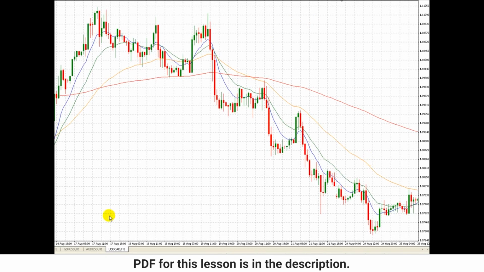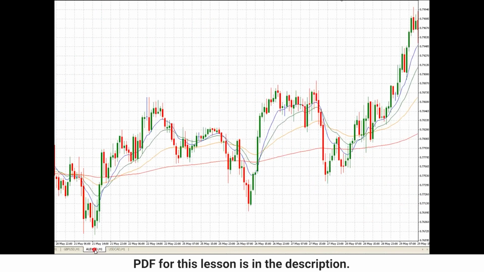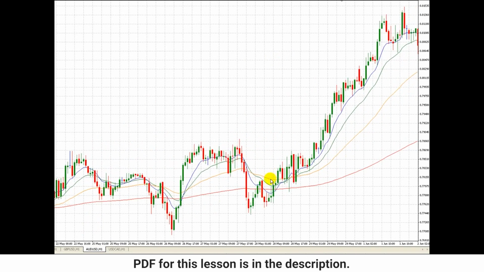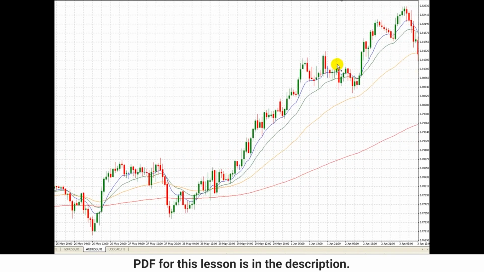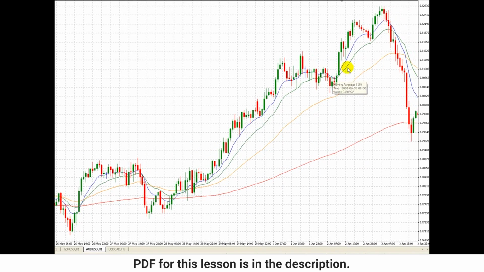Let me go to, let's say, the Australian dollar against the US dollar. This again is the hourly time frame. So as you can see here, we've got price above the red line, which is the 200 EMA, price above the 50 EMA. The 50 EMA is also above the 200 EMA. So we can be taking longs here. And as you can see, price is rising. So the EMAs give you a good indication of rising prices.